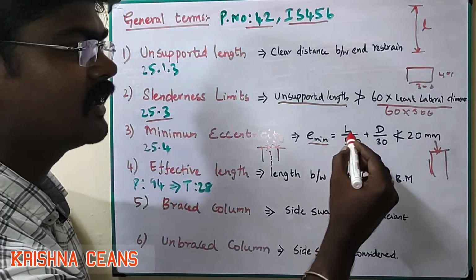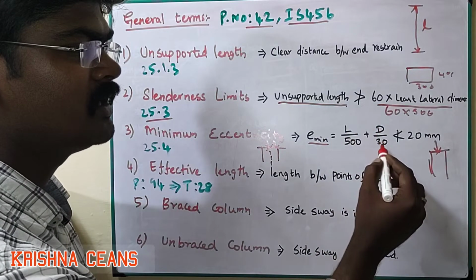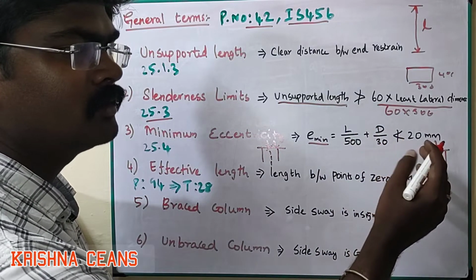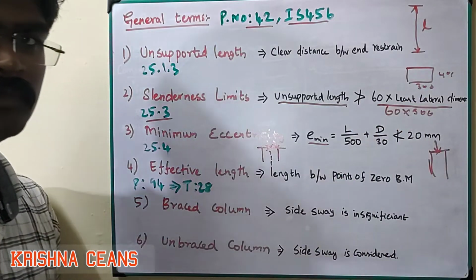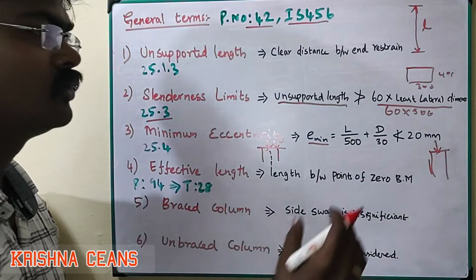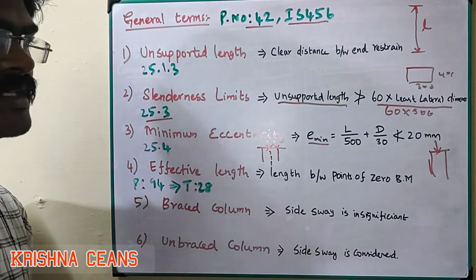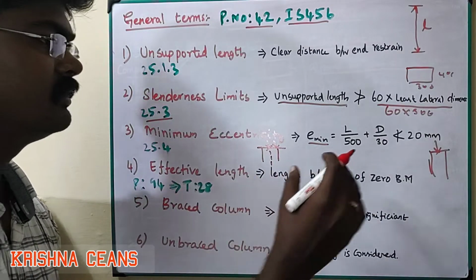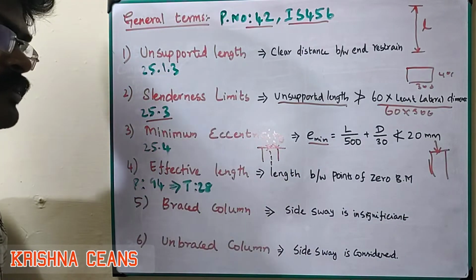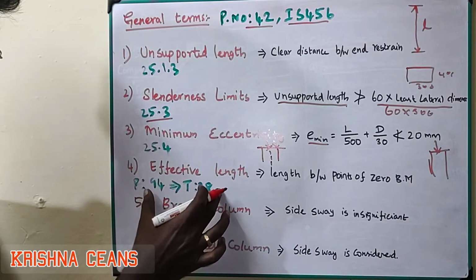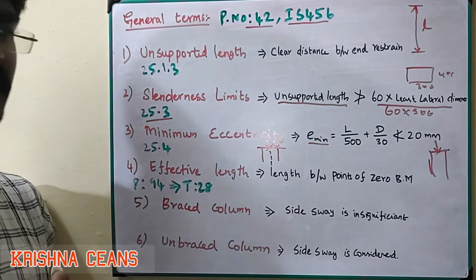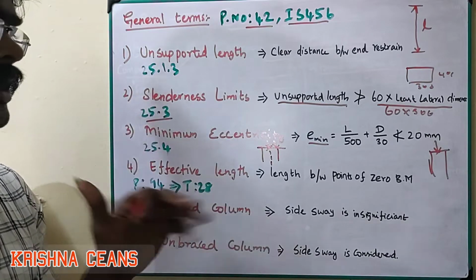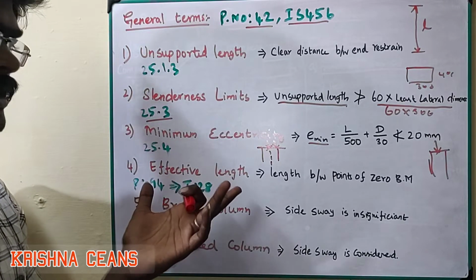The formula is L by 500 plus D by 30. It should not be less than 20 mm. So we always check e minimum against 20; if it is greater than 20, no problem. We have to check this condition. That is the minimum eccentricity. Next, effective length depends upon the support conditions of the column. We have to mention the effective length.